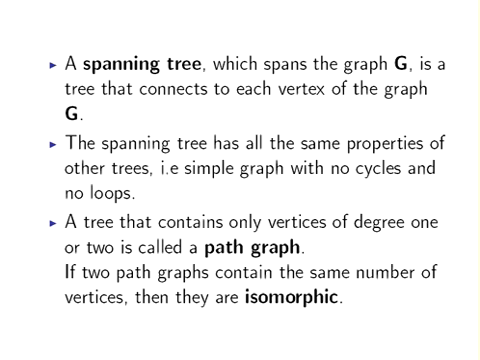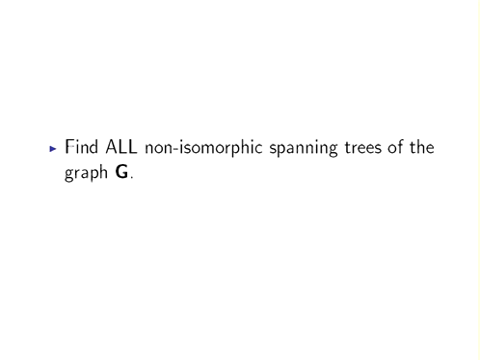Now, an important little definition I'm going to put in here is a path graph. A tree that only contains vertices of degree 1 or degree 2 is called a path graph. If two path graphs contain the same number of vertices, then necessarily they are isomorphic. So what we're going to do is find all the isomorphic spanning trees of the graph G.